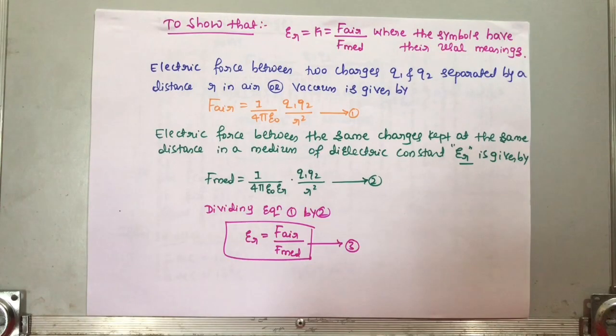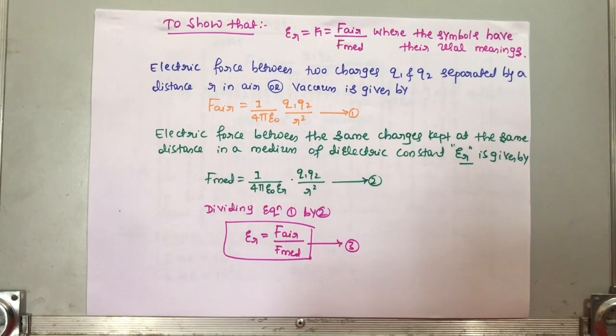Okay. Next concept is to show that epsilon R, that means dielectric constant or relative permittivity, is equal to K, which is equal to F air divided by F medium, where the symbols have their usual meanings. Here, when two charges are placed in any medium other than air, the force between them is greatly affected.